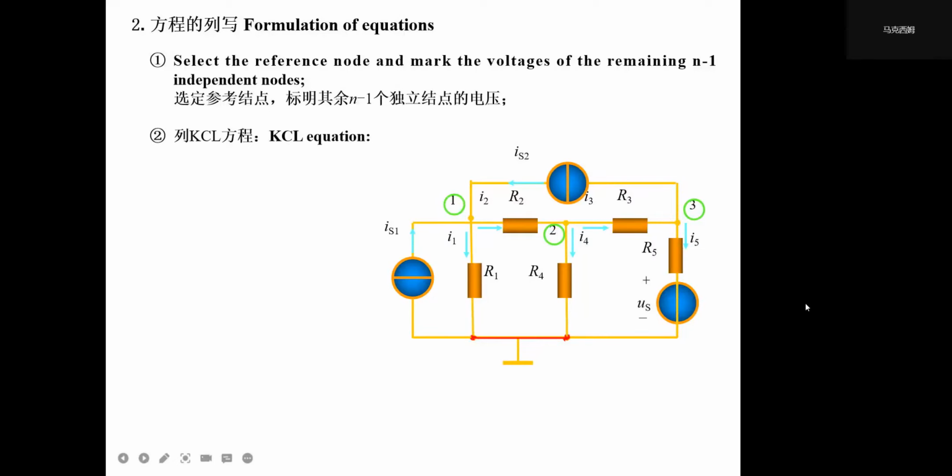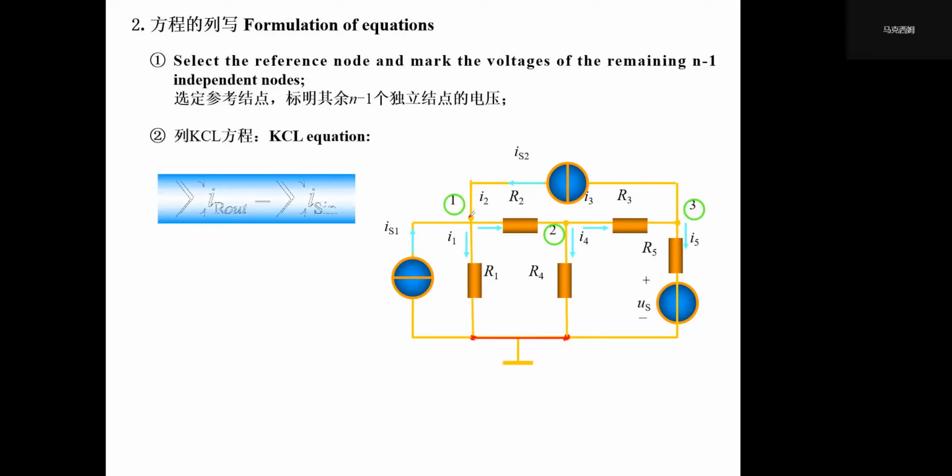Then we can list the KCL equations. We know that for each node, the total current coming in equals the total current going out. So for node 1, we have I1, I2, and IS1 and IS2.